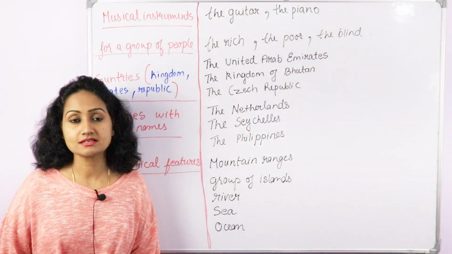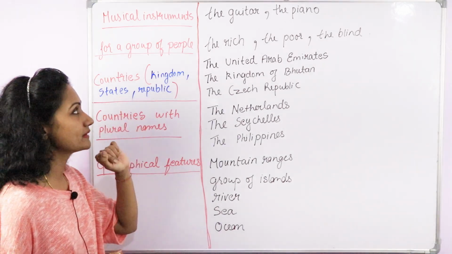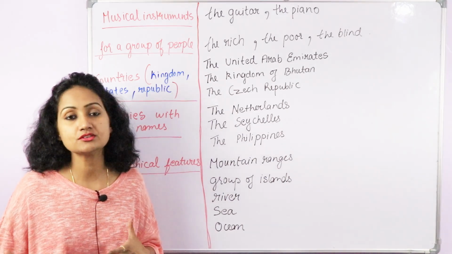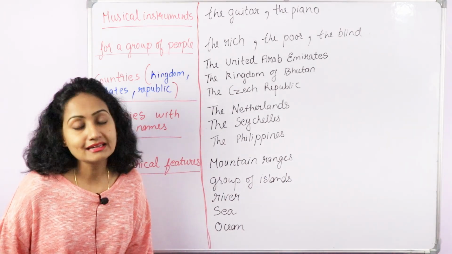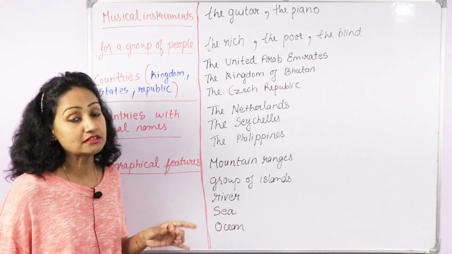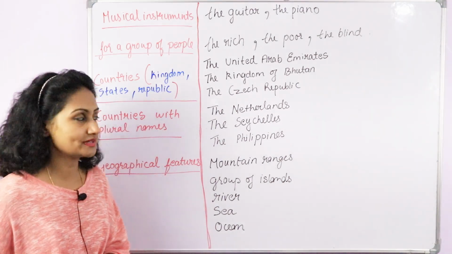Next, we use the article with musical instruments: the guitar, the piano, the violin. I'm learning to play the guitar. I like to play the piano. So this way we use the article with musical instruments.